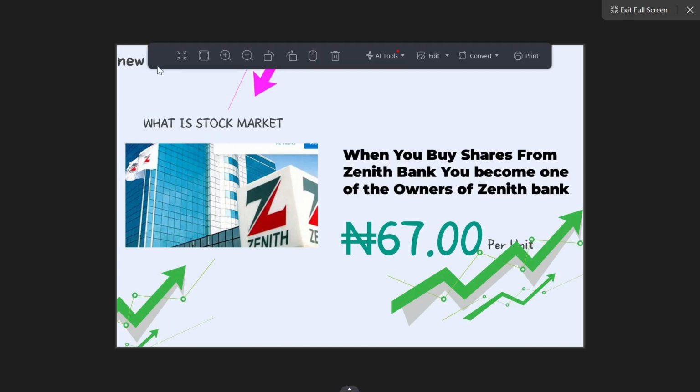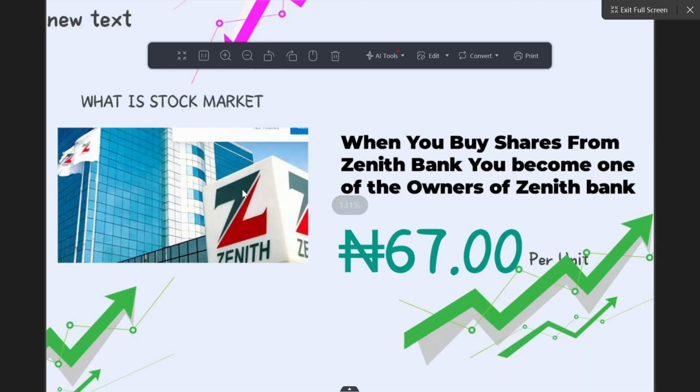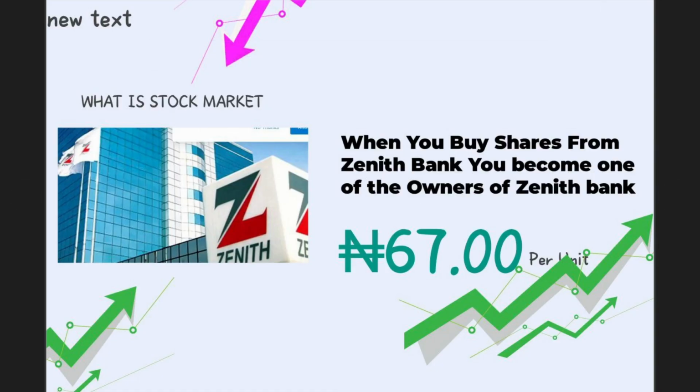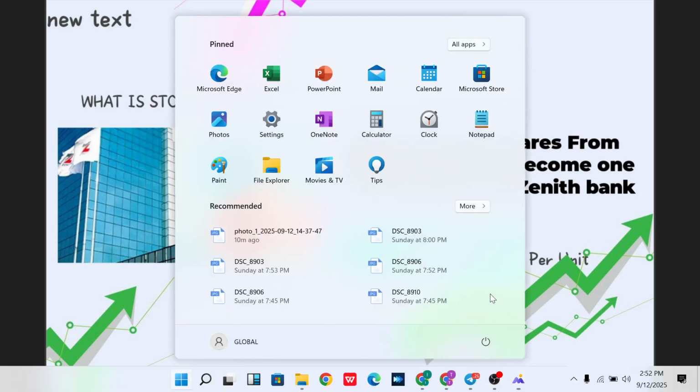Okay, example. If you look at the top left of this, you are going to see new text, to show you that I just did this in PixelLab. So example, when you buy shares from Zenith Bank, you become one of the owners of Zenith Bank. Hope you understand that when you buy shares from Zenith Bank, you become one of the owners of the bank, no matter the amount of shares that you are buying.